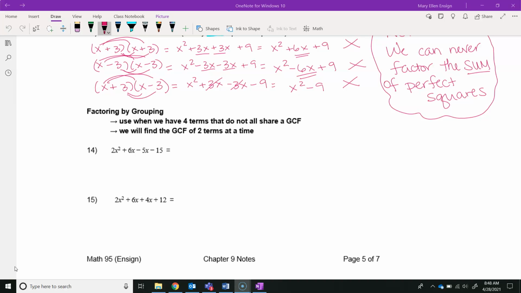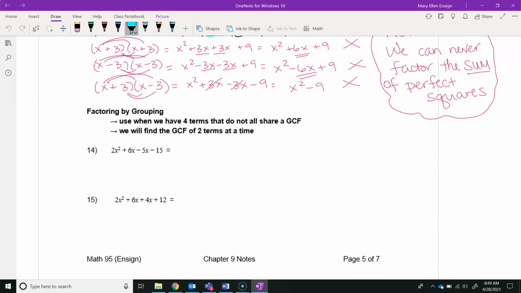If we look at number 14, we can see that if I were to look for a greatest common factor, I could pull 2 out of the first two terms, but not out of the second two. I could pull 5 out of the last two terms, but not the first ones. I could get 3 out of 6 and 15, but not the other two. I could take an x out of some of them, but not all of them. So I don't have a greatest common factor that's in common to all of those terms.